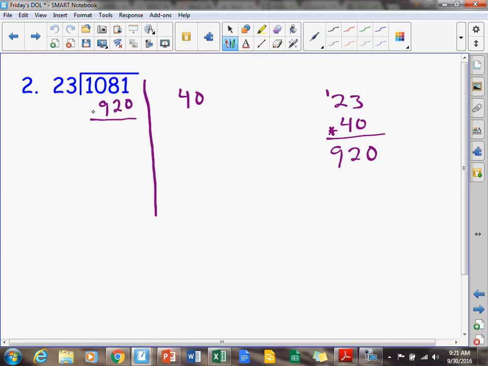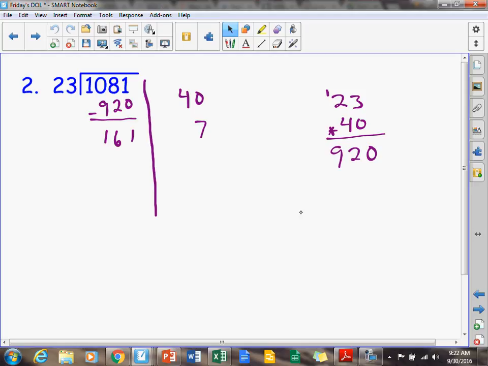Subtract those. 1 minus 0 is 1. 8 minus 2 is 6. And 10 minus 9 is 1. I have 161 left. Go back to what we know. 23 is close to 25. It takes 4 25s to make 100. It would take 2 more to make 150, right? So that'd be 6. And let's throw 1 more in there for good measure. Let's try 7. It might be too much, or it might be just right.